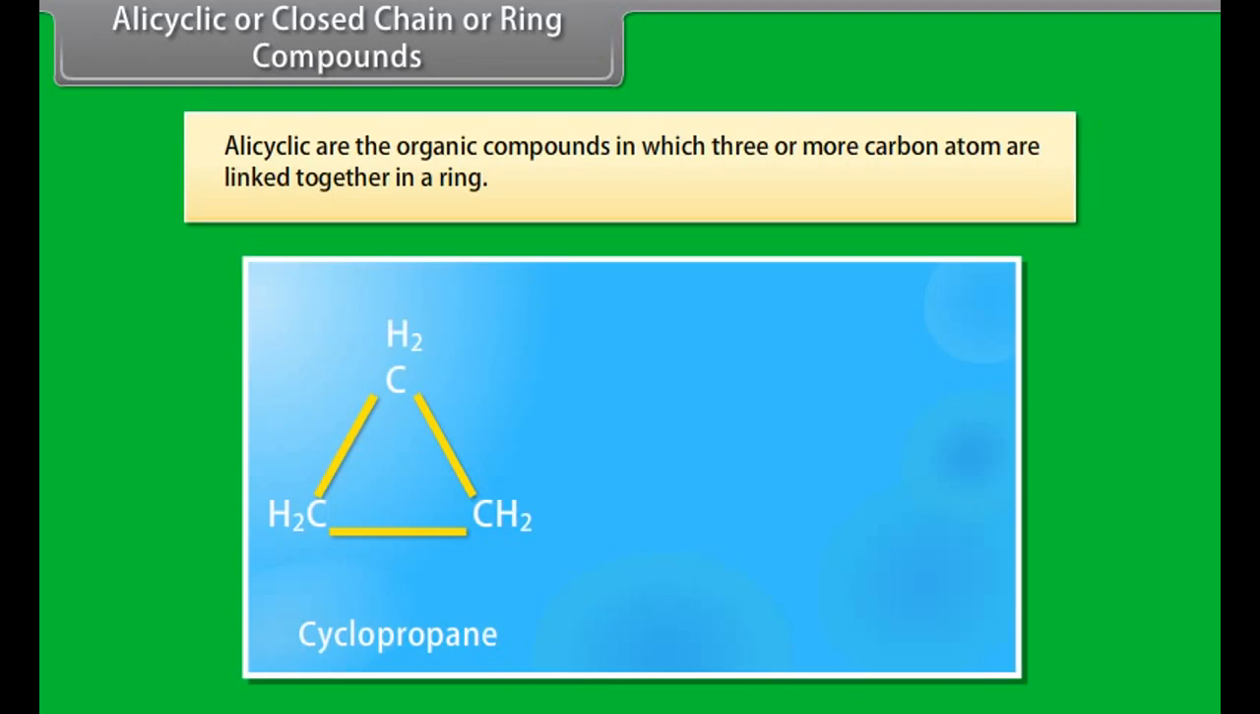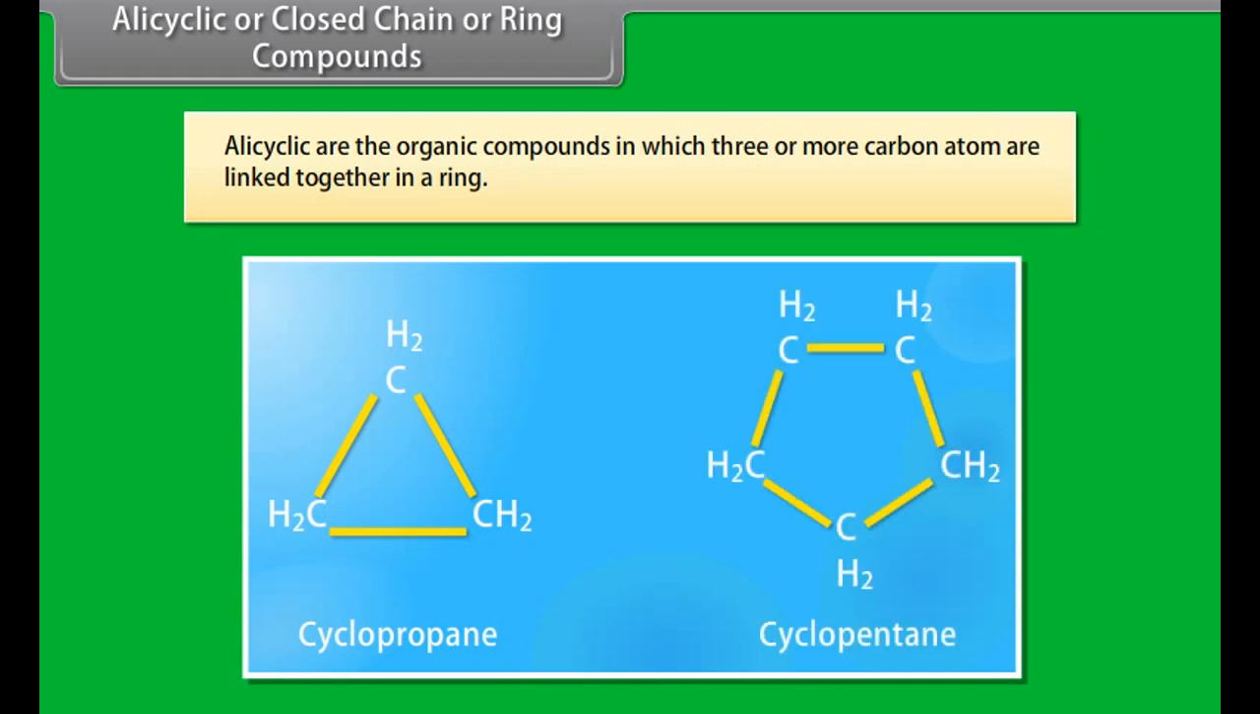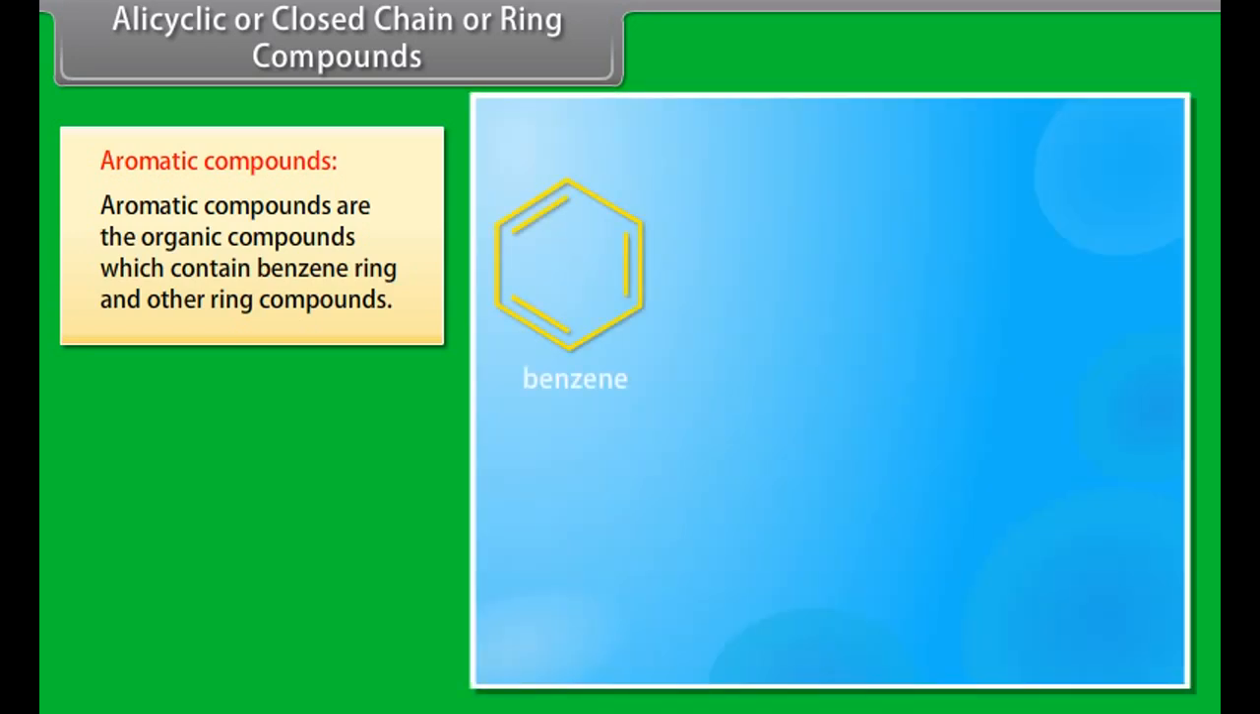Alicyclic or closed chain or ring compounds. Alicyclic compounds are the organic compounds in which 3 or more carbon atoms are linked together in a ring. Aromatic compounds. Aromatic compounds are the organic compounds which contain benzene ring and other ring compounds.